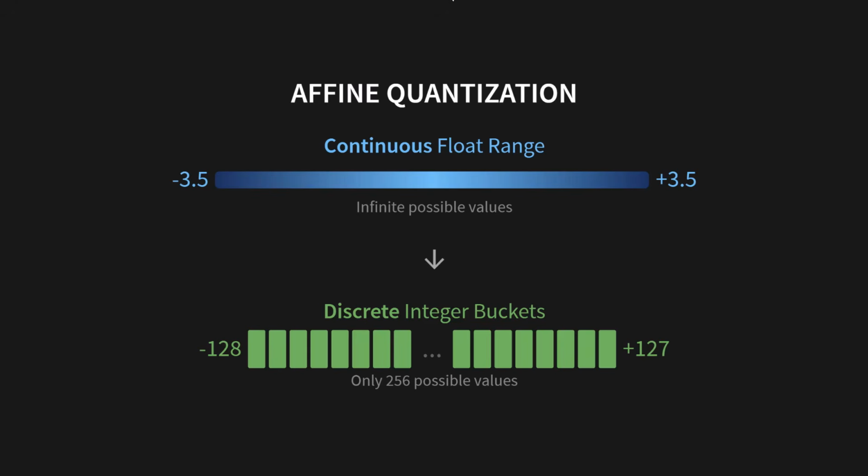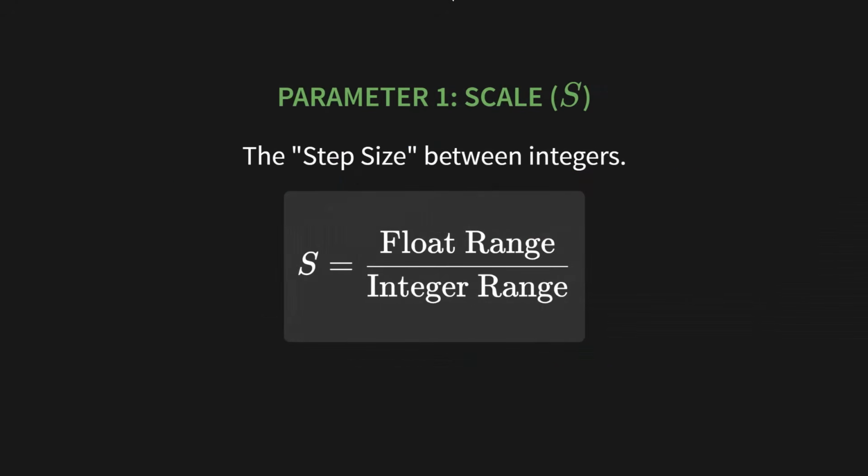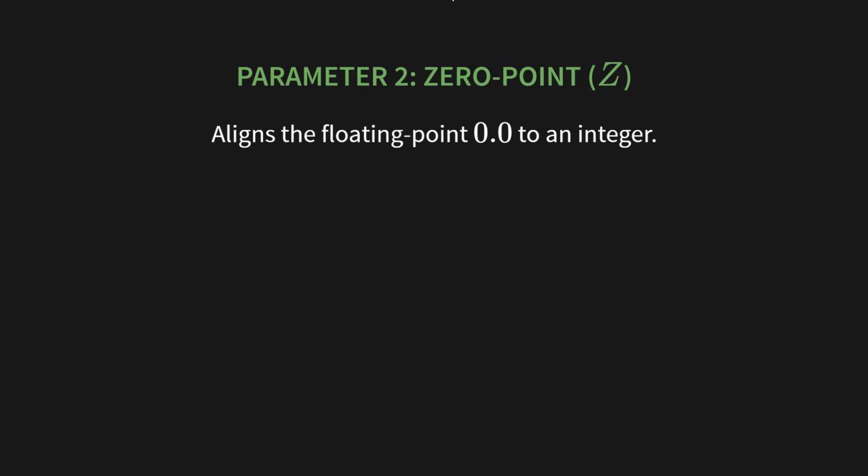To do this, we need 2 key parameters. The first is the scale, which we'll call s. You can think of the scale as the step size. It tells us how much we move in the float world for every one step we take in the integer world. The formula is simple. It's just the float range divided by the integer range. For int8, that integer range is always 255. That's 127 minus -128. The second parameter is the 0 point, which we'll call z. The 0 point is all about alignment. Its job is to make sure that the number 0.0 in the float world maps correctly to an integer.